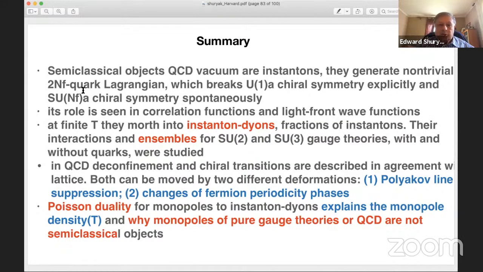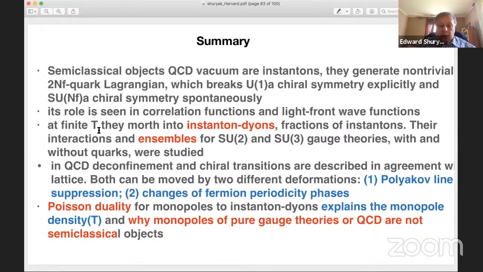We can use this two and four Fermi vertex introduced by 't Hooft as an interaction between quarks, and that is also seen in some other applications.